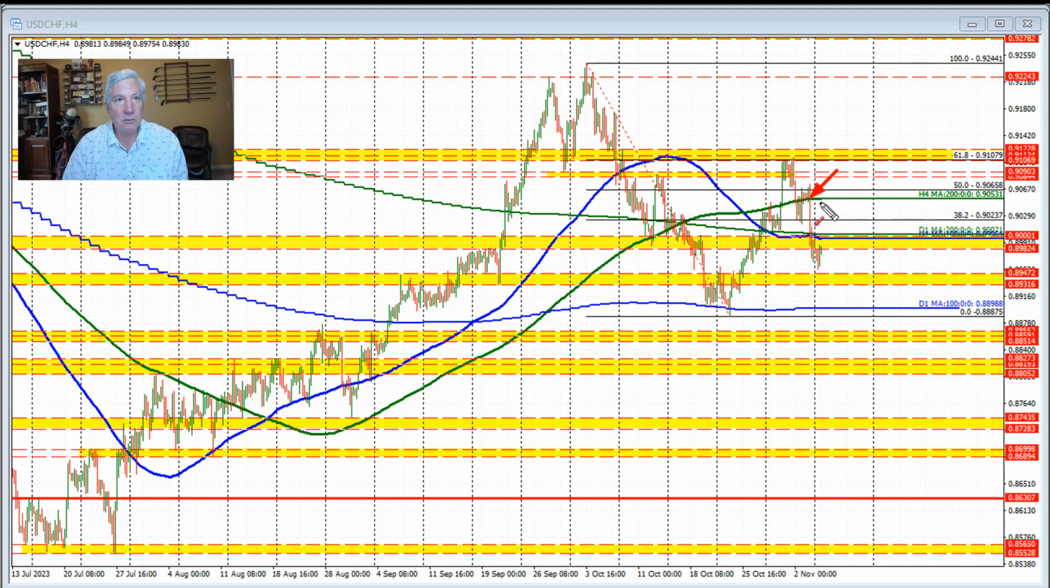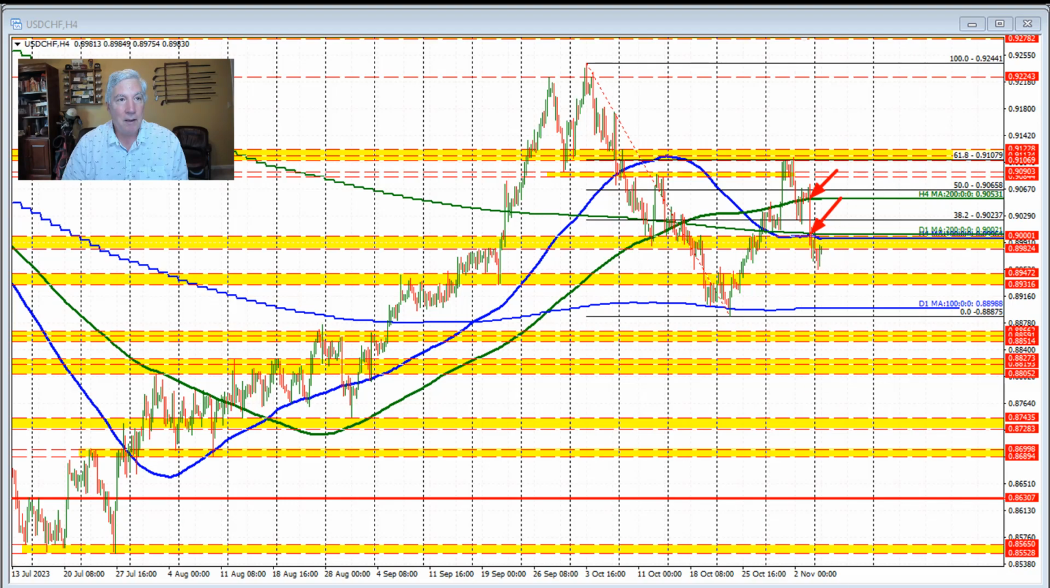One, the 200 bar moving average on the 4-hour chart. Two, the 200-day moving average. That's this other green line right here that comes in at 0.9002. And three, the 100 bar moving average on the 4-hour chart. That's the blue line right here near the 200-day moving average.